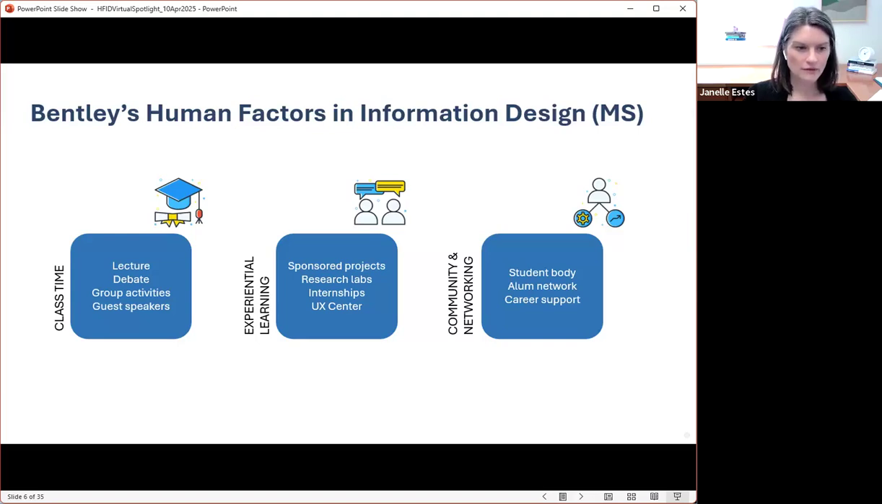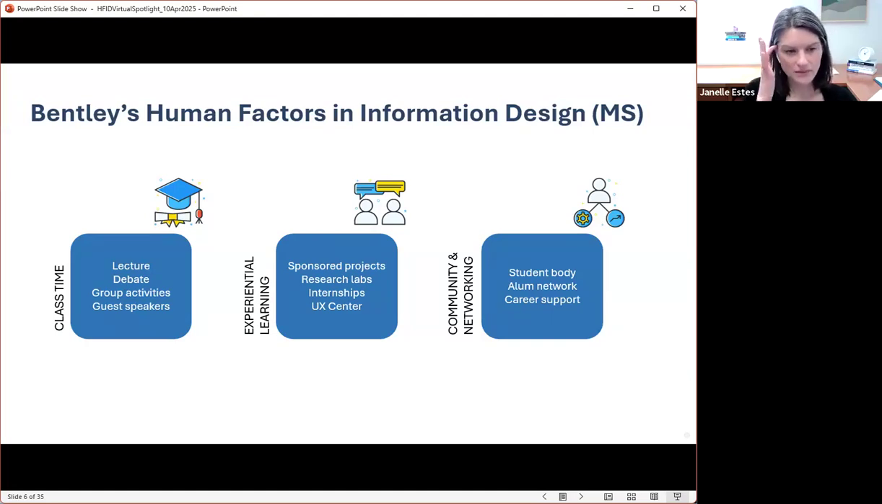The other part of the program is what I like to call experiential learning. So in nearly every class that you take, you will have a corporate sponsored project. I'll tell you a bit more about those.